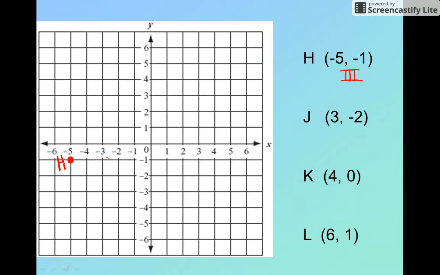Next, we have point J. It is 3, -2. That means I'm going to go to the right 3, down 2. That's in quadrant 4, and I'm going to name it J.